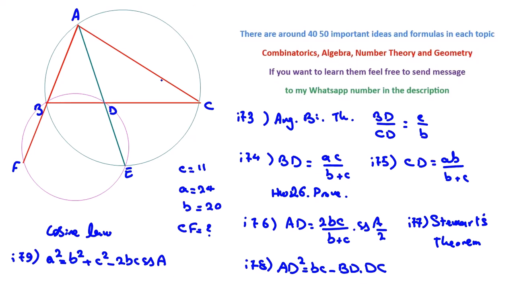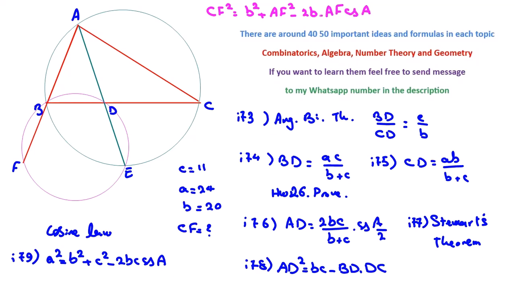Okay, let's use the cosine law to find CF. CF squared, let's write it here. CF squared is what? It is AC squared, or we can say B squared, plus AF squared minus 2 times B times AF cosine A.